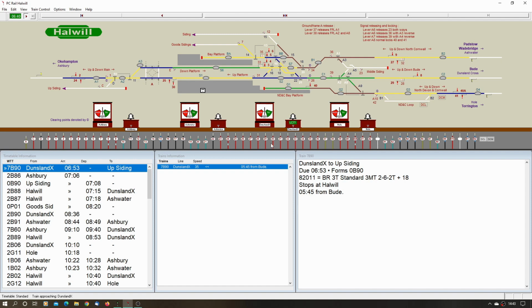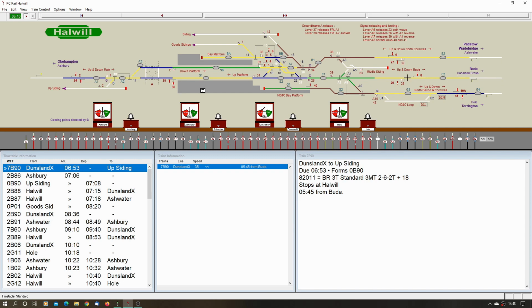Clearing points, right. I'll accept this one. That's the class 7 freight, 5:45 from Bude. Right, so this has been accepted on this line.